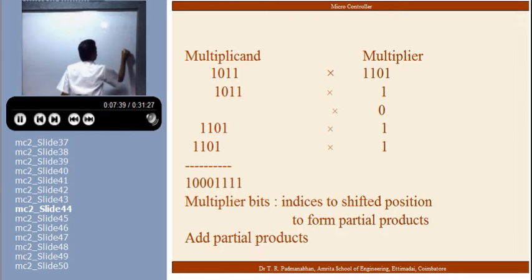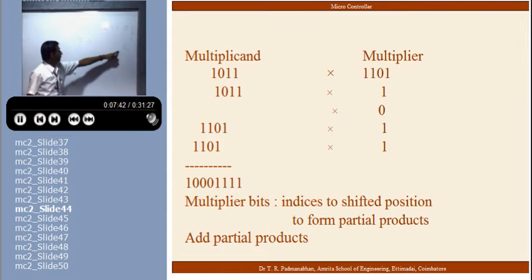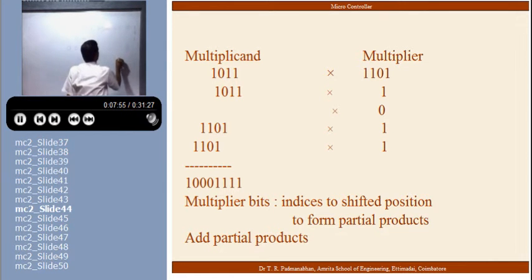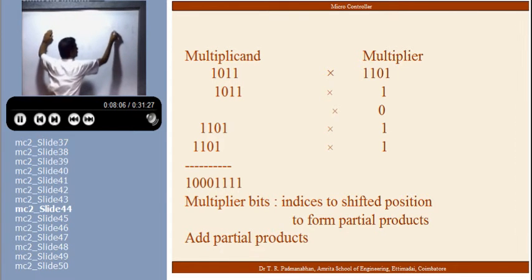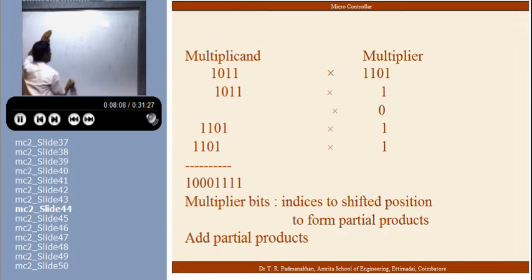Next bit is 0, so the partial product with this number will be 0. I shift by 1 position, 0, 0, 0, 0. Next bit is a 1. The same partial product I take, shift by 1 position, 1, 0, 1, 1. This bit is a 1 here. The partial product will again be shifted by 1 position, 1, 0, 1, 1.